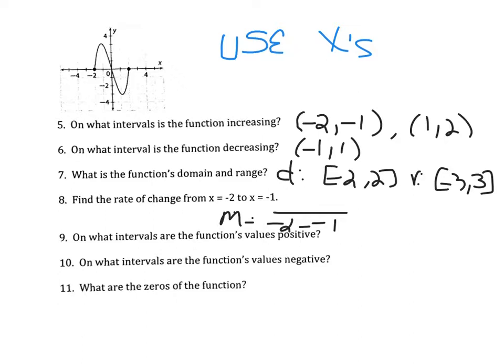Okay, look at -2 in the X. There's -2. What's the Y coordinate right there? That's the X coordinate. What's the Y coordinate? 0. Find -1. -1 is right there. What's the Y coordinate? 3. So I'm going to put a 3 on top. So all you do is subtract 0 minus 3. It's -3. If you do -2 minus -1, you get -1. They're both negative, so what do you end up with? +3.